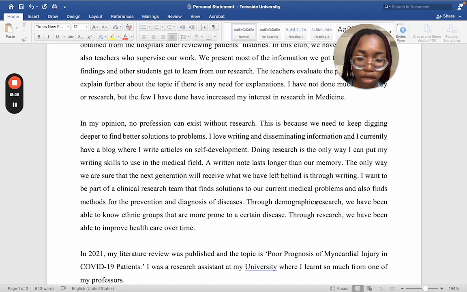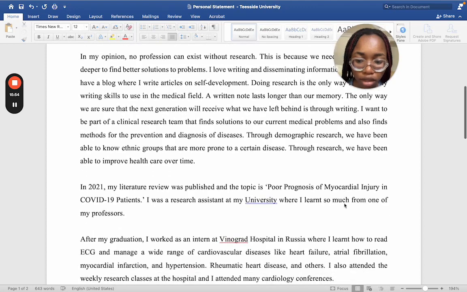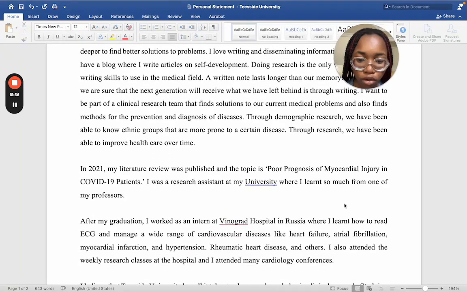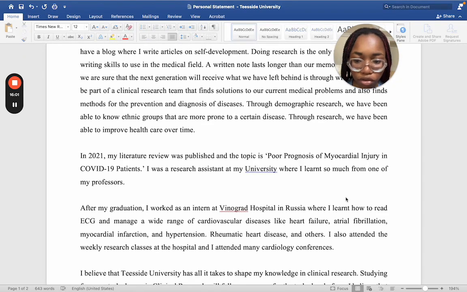I want to be part of a clinical research team that finds solutions to our current medical problems and also finds methods for the prevention and diagnosis of diseases. Through demographic research, we have been able to know ethnic groups that are more prone to a certain disease. Through research, we have been able to improve health care over time. In 2021, my literature review was published, and the topic is poor prognosis of myocardial injury in COVID-19 patients. I was a research assistant at my university.